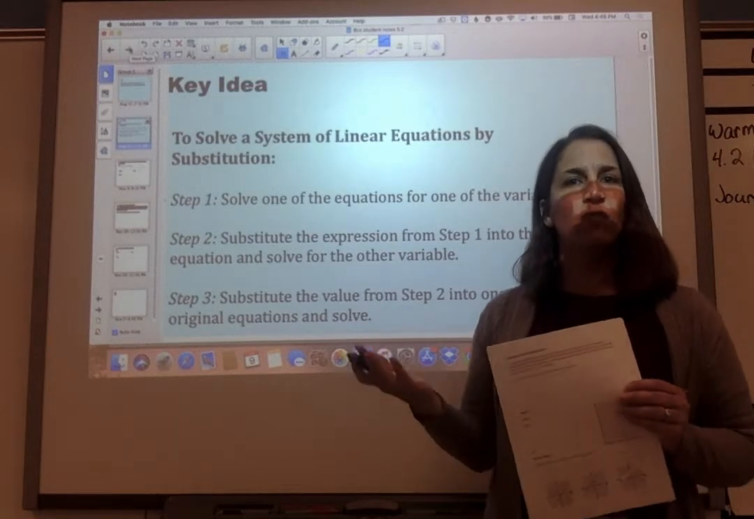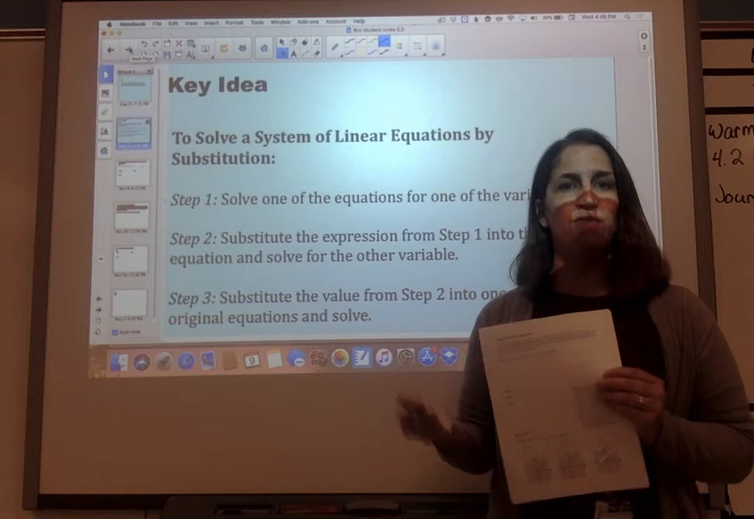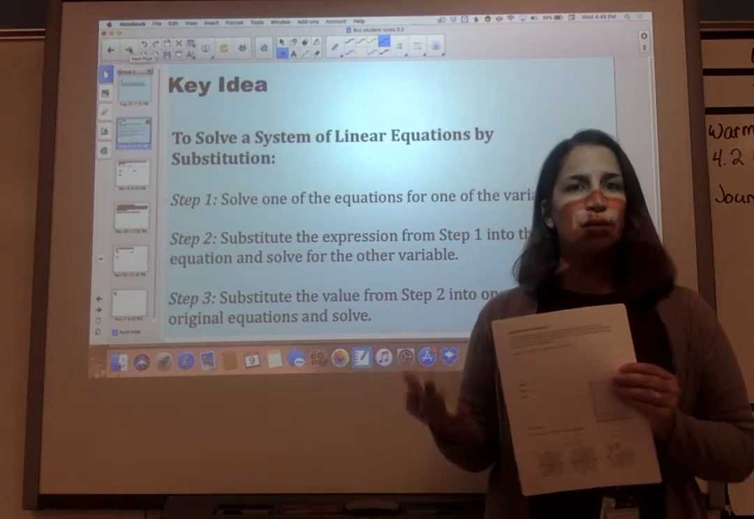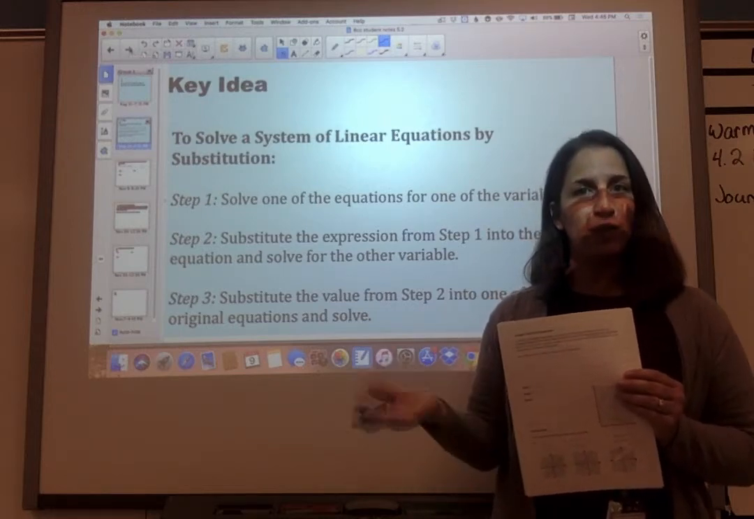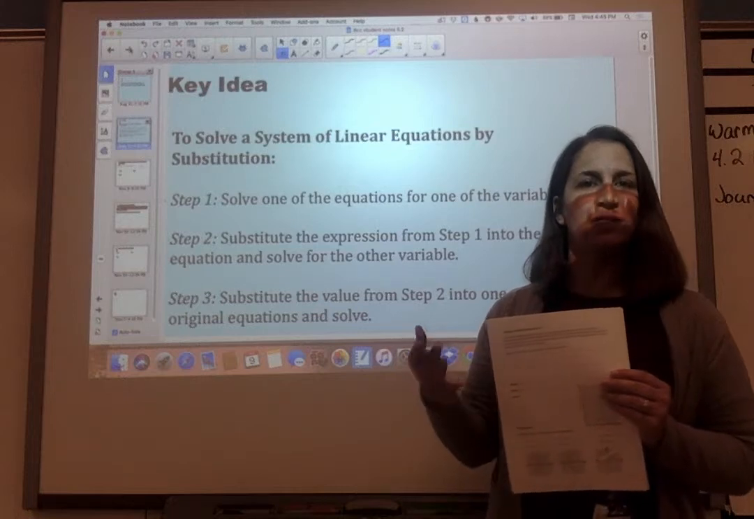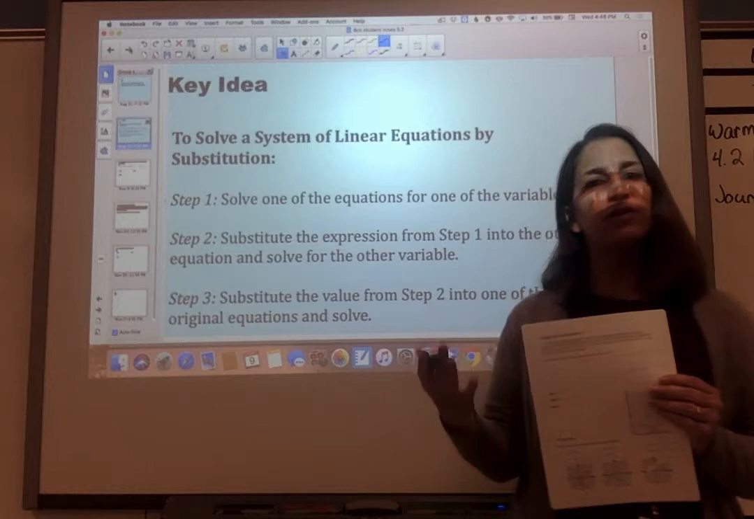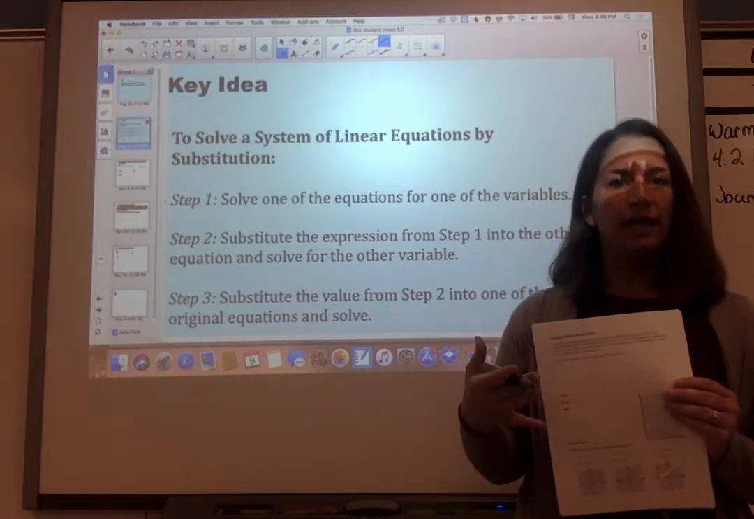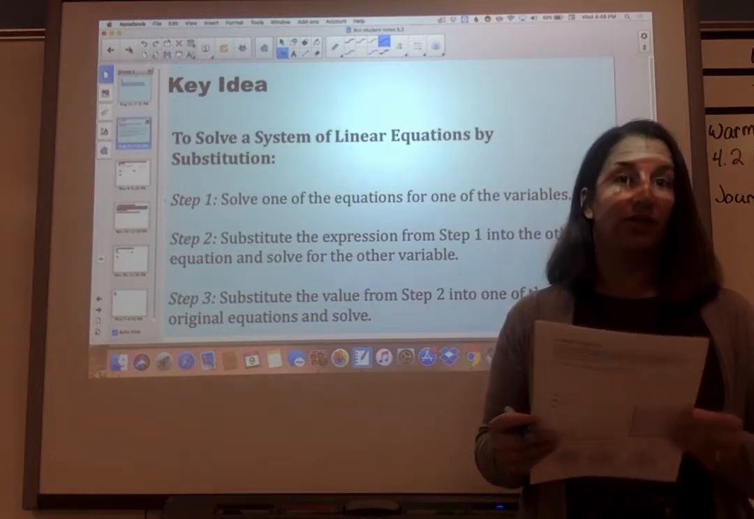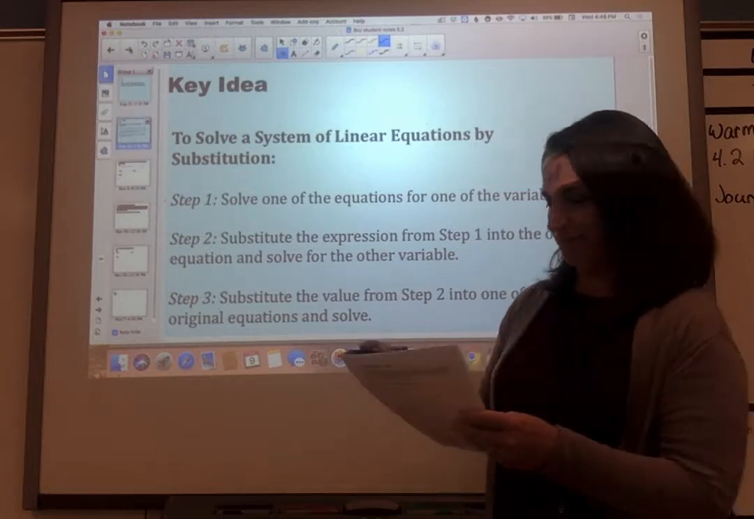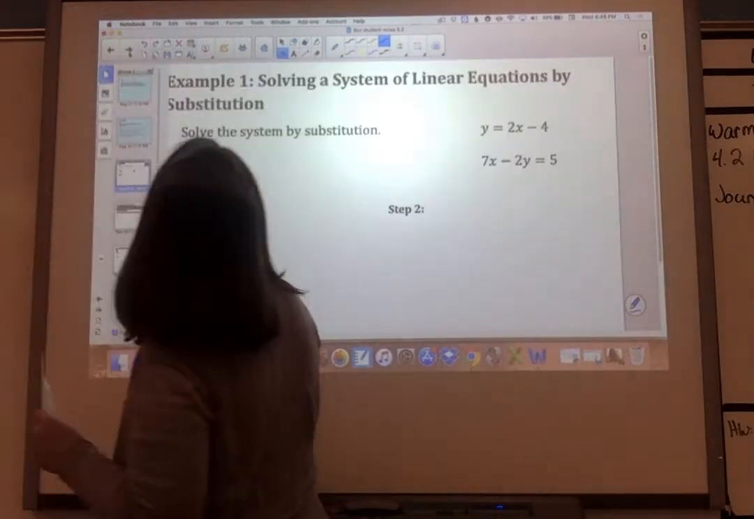Step 1, we're going to solve one of the equations for one of the variables. Step 2, we're going to substitute the expression from step 1 into the other equation to solve for the other variable. And then step 3, we're going to substitute the value we found in step 2 into one of the original equations to solve. All right, let's try it.